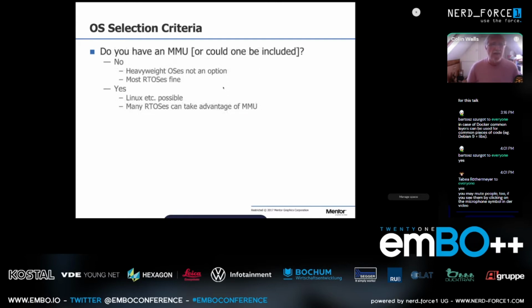Do you have a memory management unit, an MMU, or could you have one in your design? If the answer is no, then the likes of Linux are not really an option, as Linux needs an MMU, whereas most RTOSes do not need one. If you do have an MMU available, well, maybe Linux is a possibility then, but actually a number of RTOSes can still take advantage of an MMU if it's there. Even if they don't require it, they can take advantage of it.